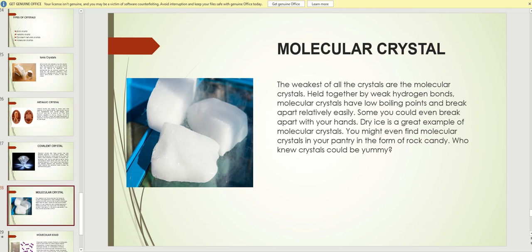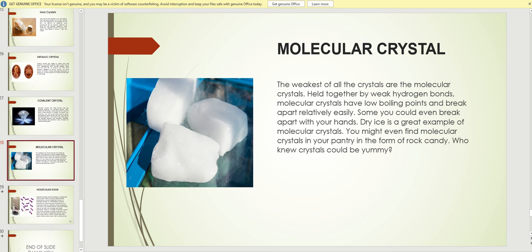Molecular crystal. The weakest of all crystals is the molecular crystal. Held together by weak hydrogen bonds, molecular crystals have low boiling points and break apart relatively easily. Some you could even break apart with your hand. Dry ice is a great example of a molecular crystal. You might even find molecular crystals in your pantry in the form of rock candy. A new crystal could be yummy.